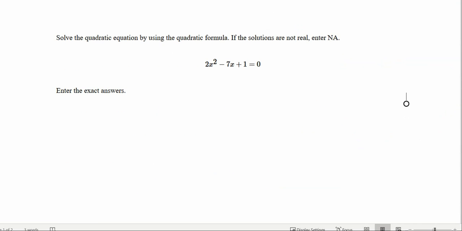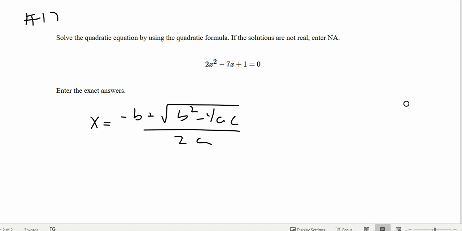Now we had one more, which was number 17 that I got asked. So this is number 17. Solve the quadratic. Use the quadratic formula. Since that's the instructions, I'm going to go ahead and do it. You could do this by other means, completing the square or something, but remember the quadratic formula is x equals negative b plus or minus the square root of b squared minus 4ac all over 2a.